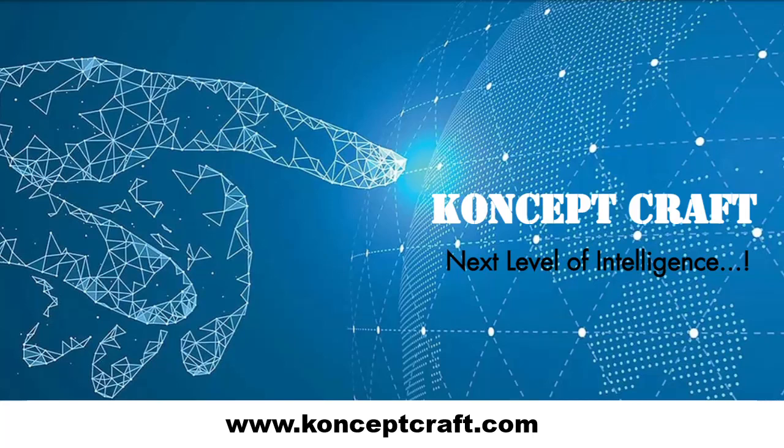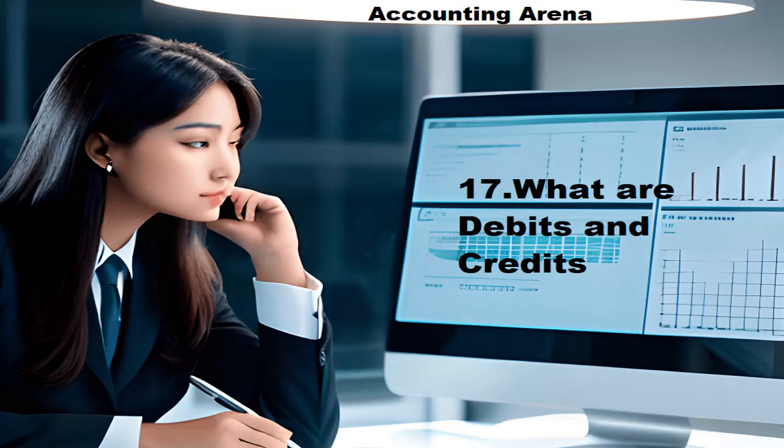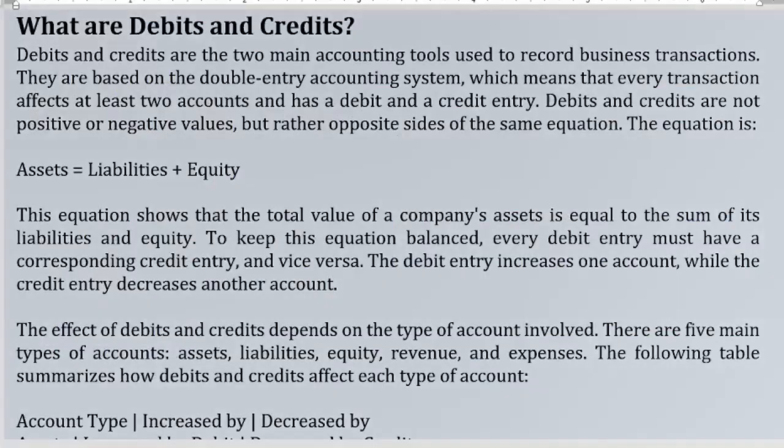Now let's begin our today's lesson. What are debits and credits? Debits and credits are the two main accounting tools used to record business transactions. They are based on the double-entry accounting system, which means that every transaction affects at least two accounts and has a debit and a credit entry.